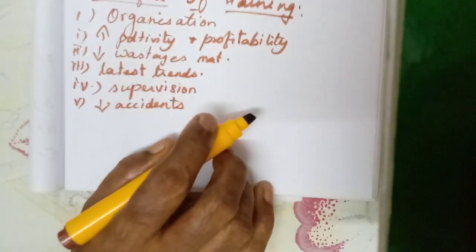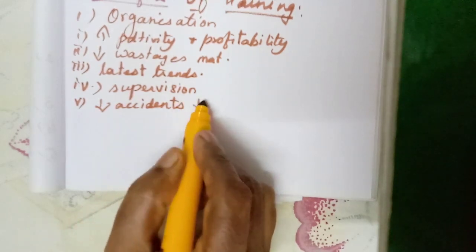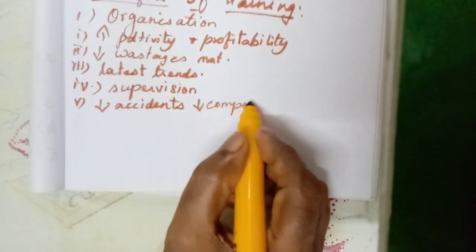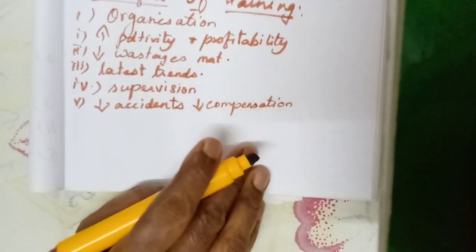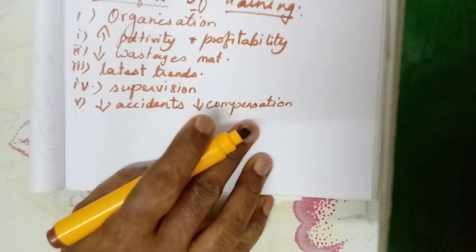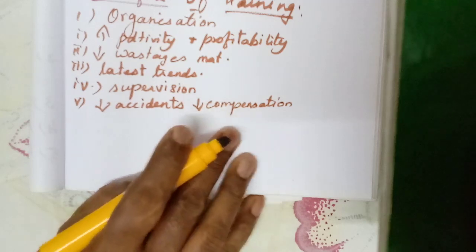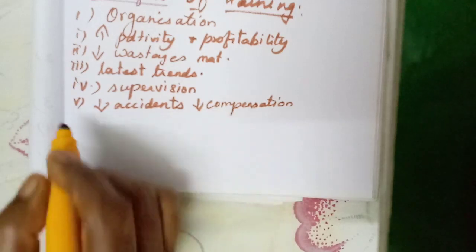They can reduce the accidents in the workplace, and if there is no accident, they can reduce the compensation payment also. If there is an accident, the organization has to pay some amount as compensation as per the severity of that accident, isn't it? If it is a small scratch on a finger, no problem. But losing a leg or hand, they have to compensate with a great amount, isn't it? So that can also be reduced.